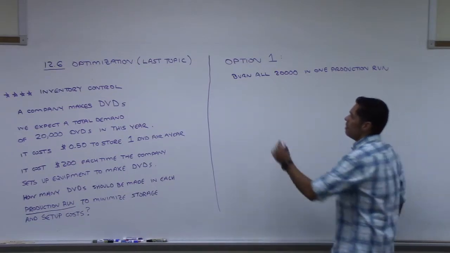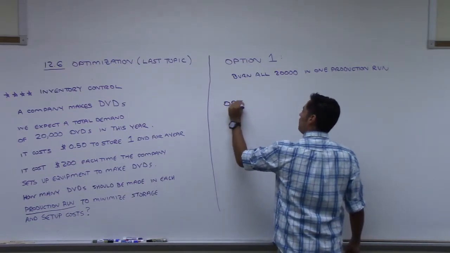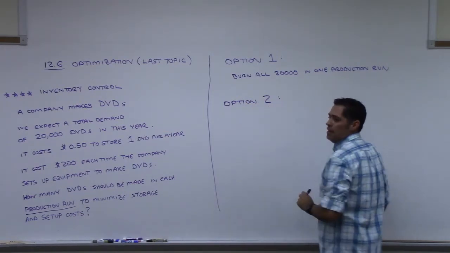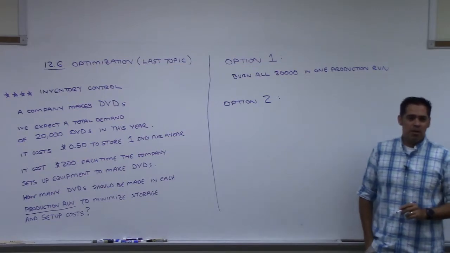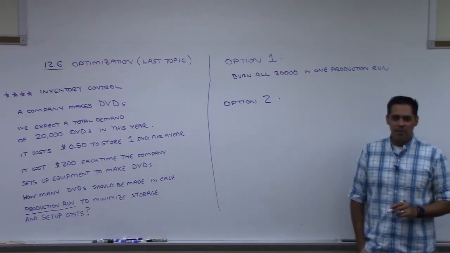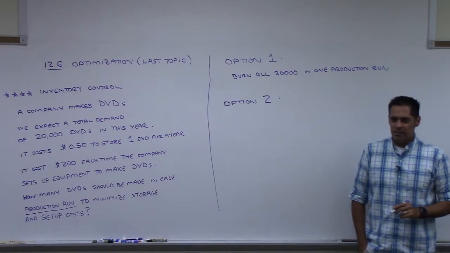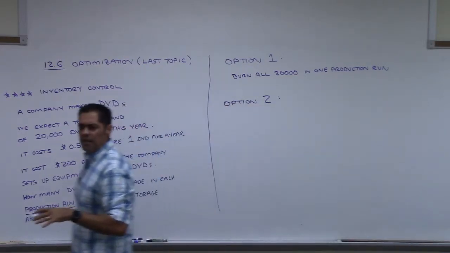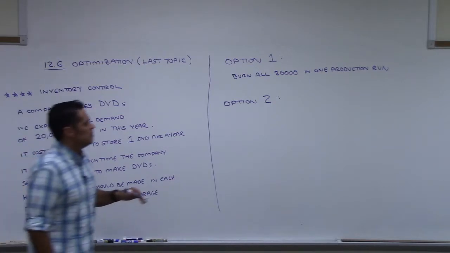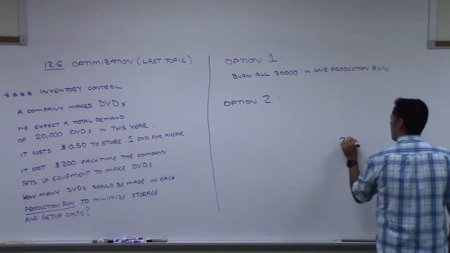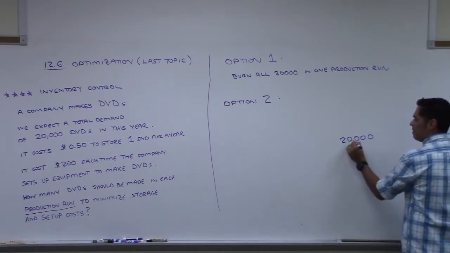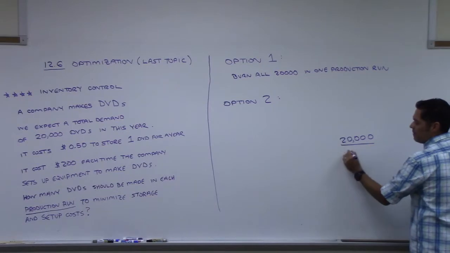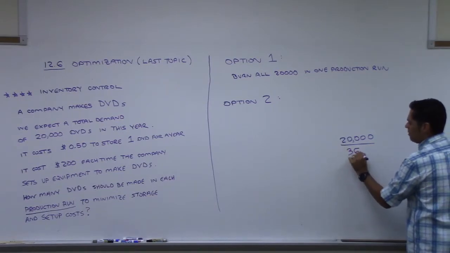I don't know. Here's another option. Now this option is going to seem completely ridiculous, but what if we do a production run every day and only make one DVD? Or not one DVD. How many DVDs, on average, are we selling per day? If we have 20,000 DVDs and we expect to sell all of them in 1 year, so you divide that by what? Like 365? So what did it come out to be?